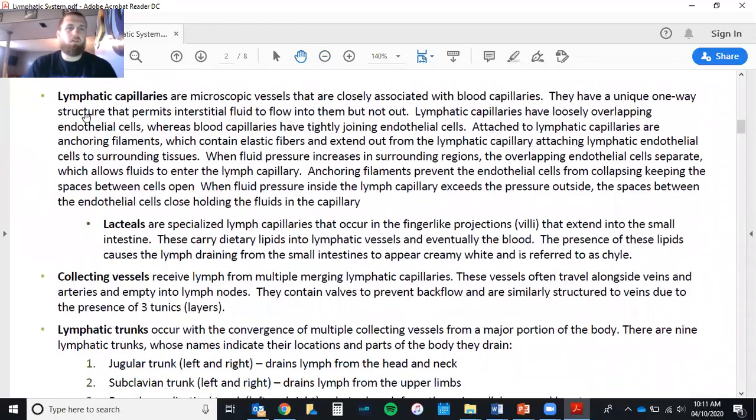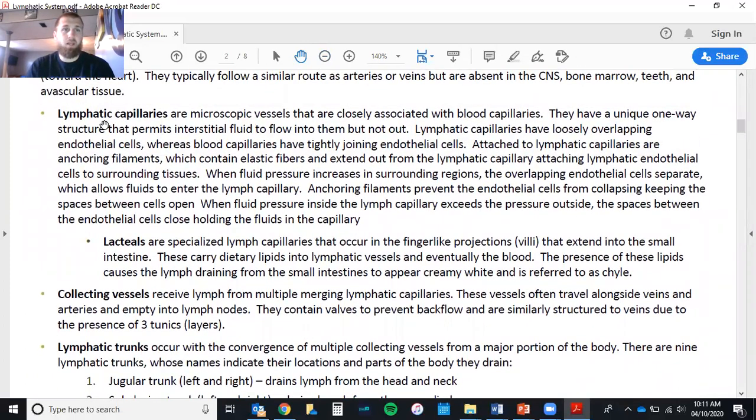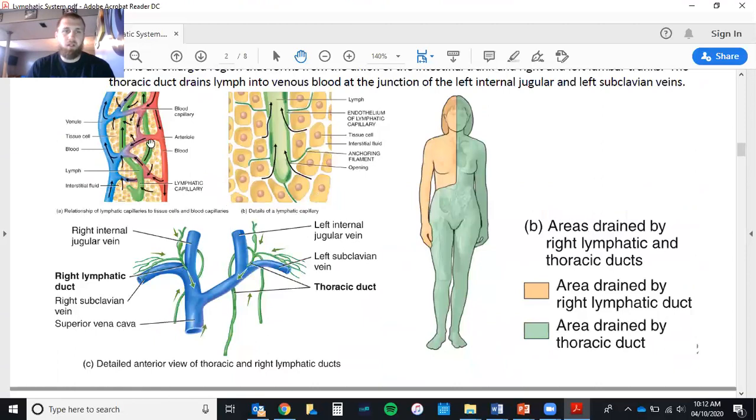Now, what I'm going to do is talk about the different types, starting with the smallest and working up to the largest. Our smallest, just like our blood capillaries, are lymphatic capillaries, microscopic in size, and they're closely intertwined with our blood capillaries. They have a unique one-way structure permitting interstitial fluid to flow into them, but not out. So the fluid comes in, and then that fluid's never going to go back out that same hole. And that's because of its structure, which is illustrated right here in this picture.